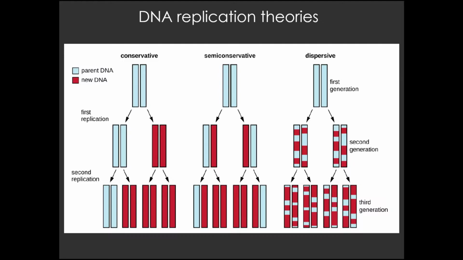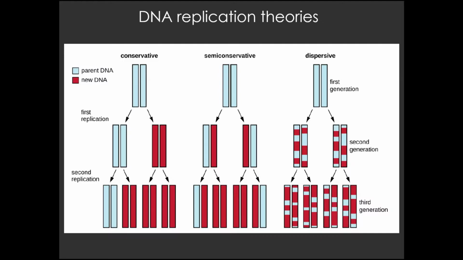The second theory, the theory of semi-conservative replication, said that the parent DNA served as a template for the daughter strands by opening up and allowing for a second strand to be made adjacent to each of those parental strands of DNA, so that after one round of replication, you would end up with each double-stranded molecule having one parent strand of DNA and one new strand of DNA.